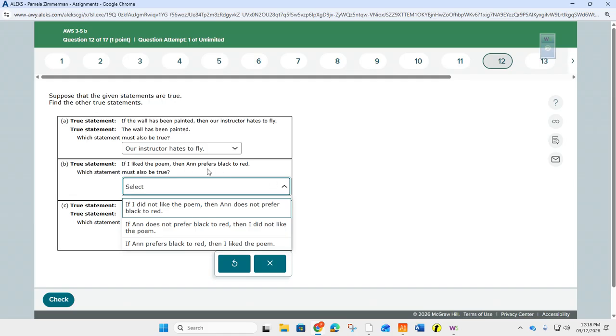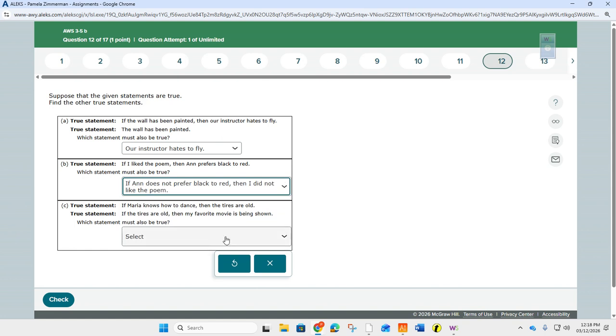So if we switch, then Anne does not prefer black to red. It's going to be our new hypothesis, right? If Anne does not prefer black to red, then the conclusion is I did not like the poem. So that is the contrapositive. Does that make sense? Does it make sense that that's the only true one to me? Right. But by definition of this being the contrapositive, we know we're giving a true statement.